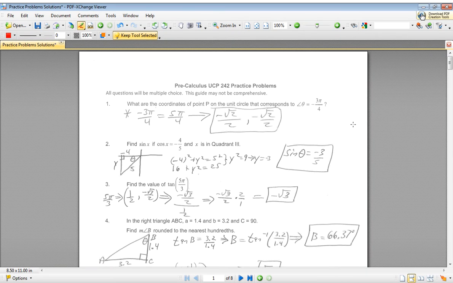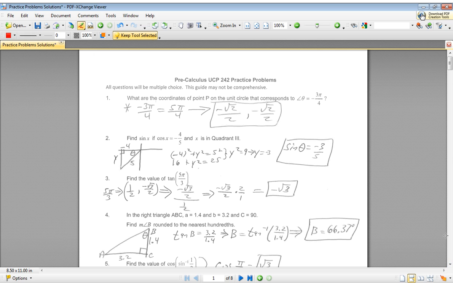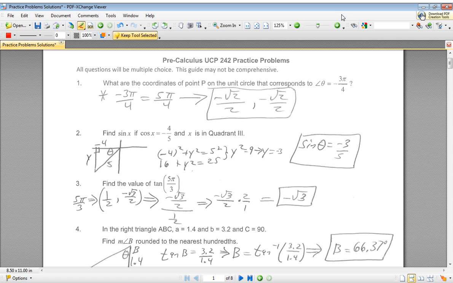Okay, the first few problems are going to go pretty fast. For example, this first one is just a unit circle problem. So you're going to find negative 3 pi over 4, so you're going to have to go backwards to 5 pi over 4, and those are the coordinates right there. It should be right on the unit circle, which will be included on the final.